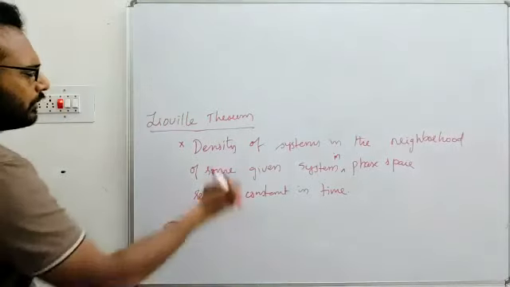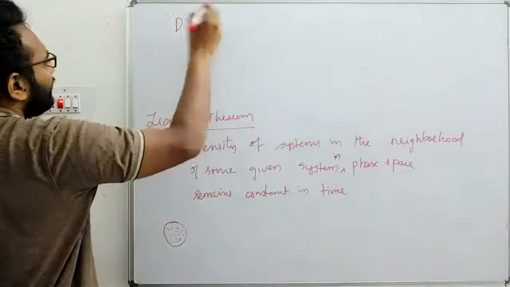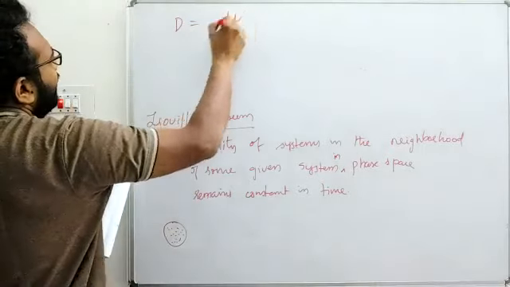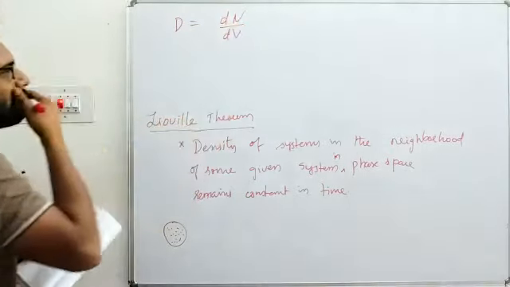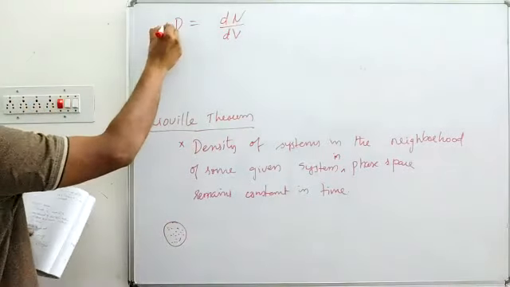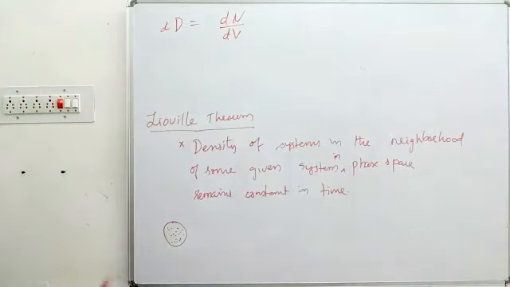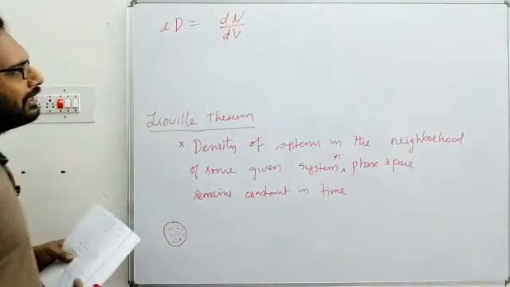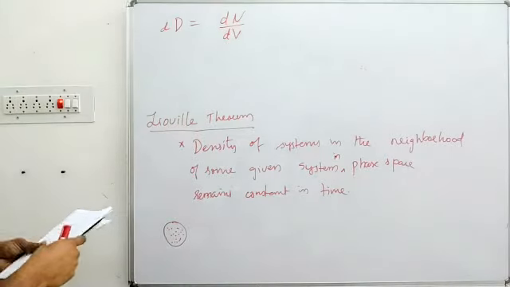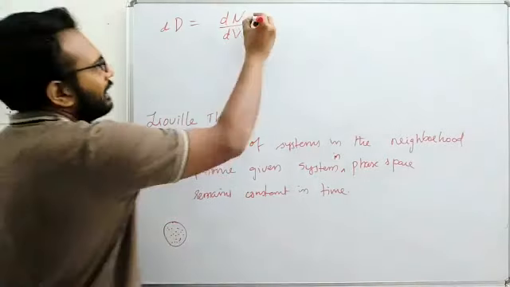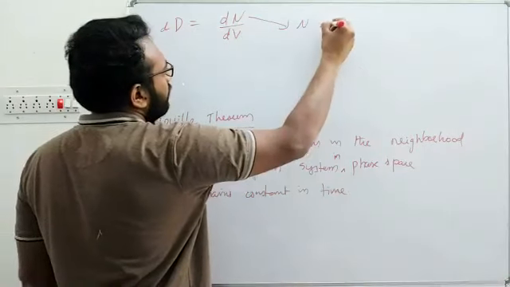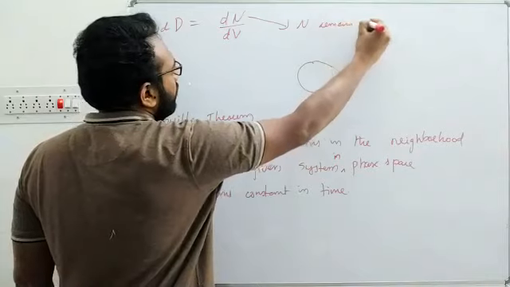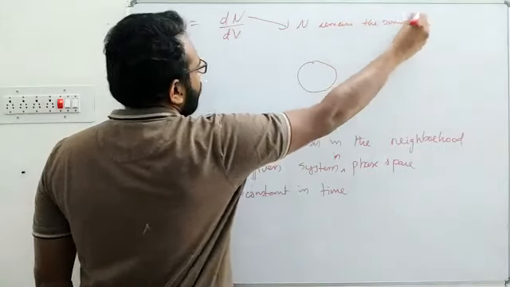So what do you mean by density? Density is basically dn by dv. So dv is a small volume enclosing dn number of representative points. Now we can easily argue that this n remains the same. If you take a volume, the n remains the same. How? We can easily argue this.